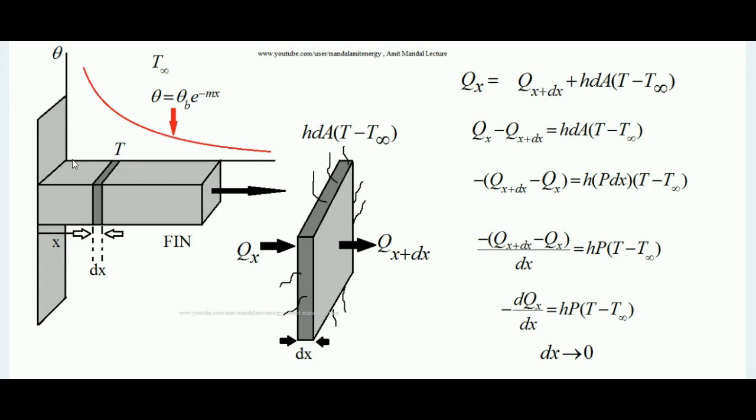The point where the fin is connecting to the surface is called the base of the fin, and as we go along the length of the fin, at the end the fin has its tip. So this is the base, this is the tip. The cross sectional area of this fin is uniform throughout; it doesn't change.